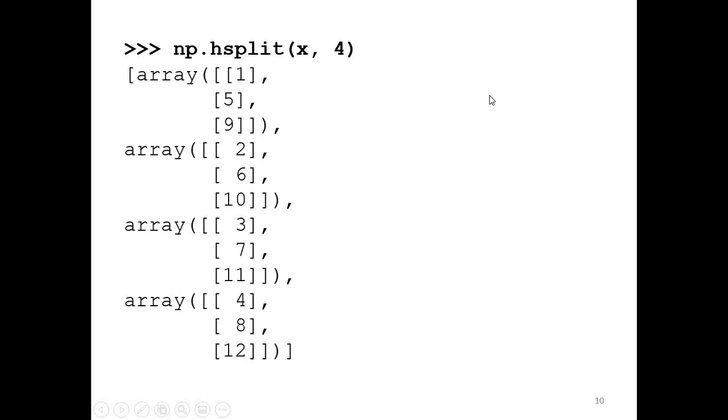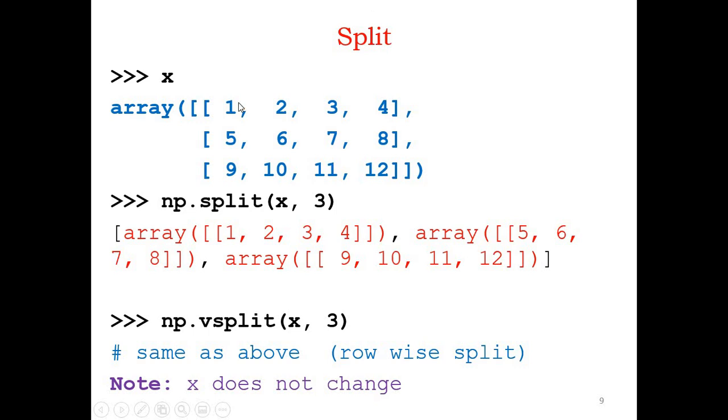You check. So if you do this, it will give you a list of 4 arrays, because you see you had the original array like this. So if you go in the horizontal direction, this is one piece, this second column, this is another piece, third column, fourth column, they are different pieces. So you get this result.